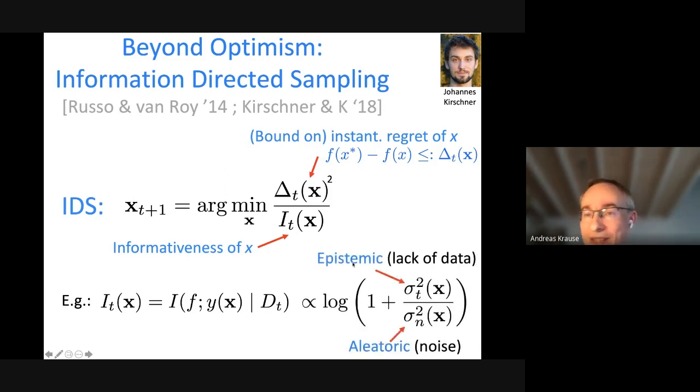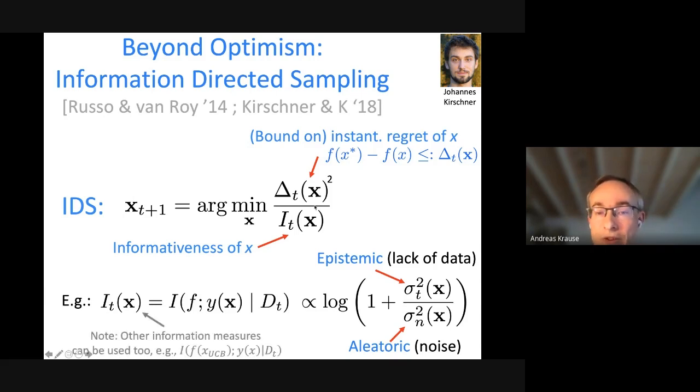But one maybe simple way to think about it is you could, for example, just use mutual information of our experiment with respect to the unknown function. And that then, of course, essentially becomes a function of the signal to noise ratio, right? So the ratio of the epistemic versus the aleatoric variance in our experiment.